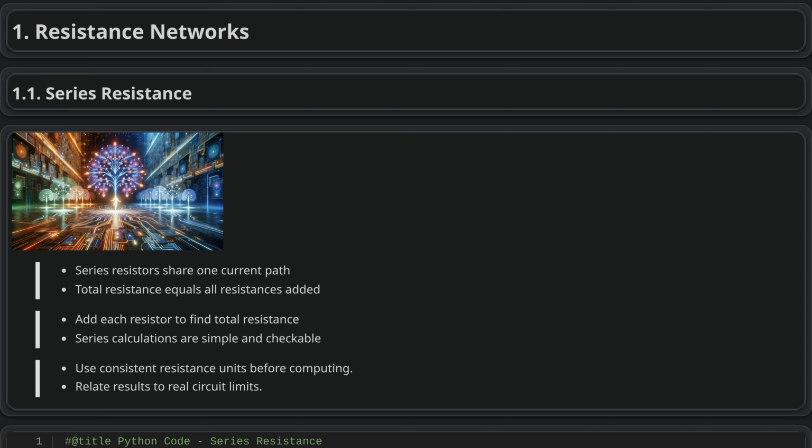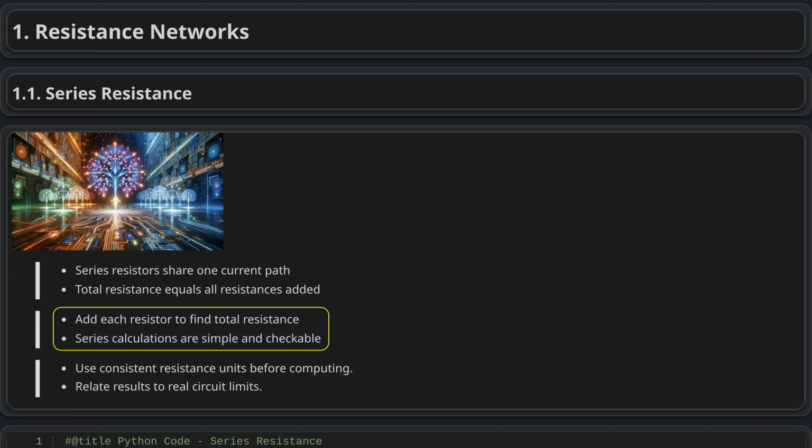Resistance networks, series resistance. In a series resistance network, resistors are connected end-to-end, giving current only one path to follow. Because every charge must pass through each resistor in order, the same current flows through all of them. The resistors' effects add together, so they can be replaced by one equivalent resistance to make circuit analysis or design simpler. In a series circuit, the total resistance is found by adding each resistor value directly.